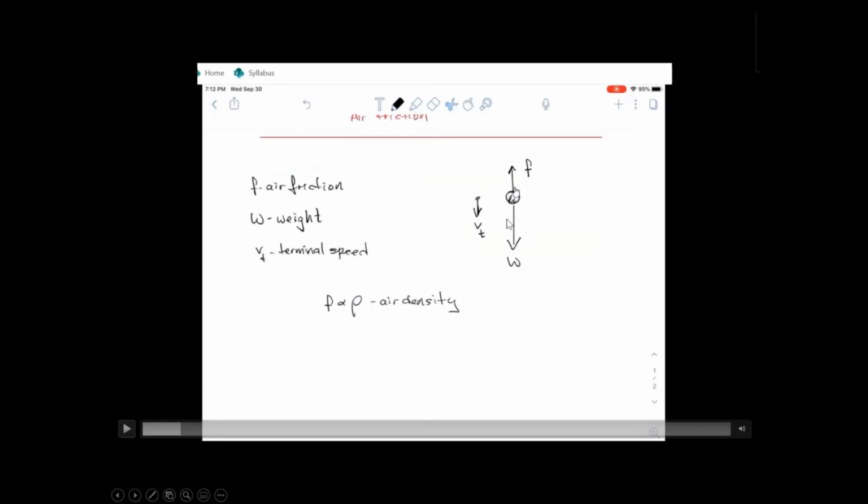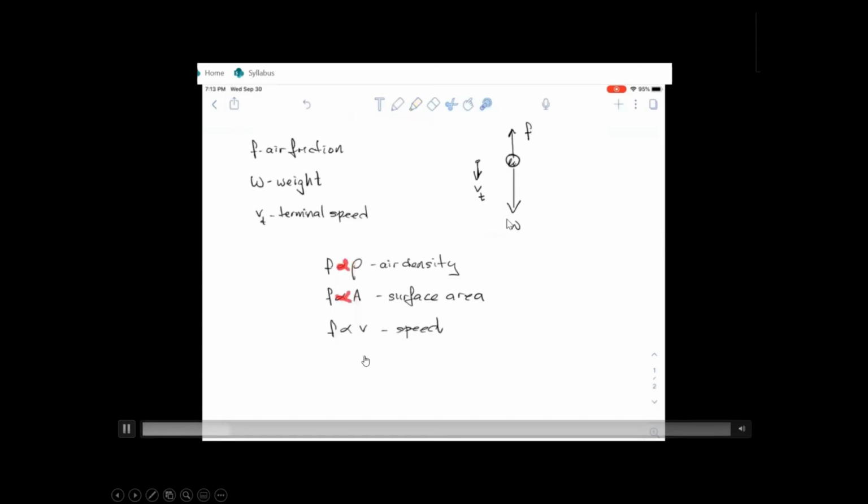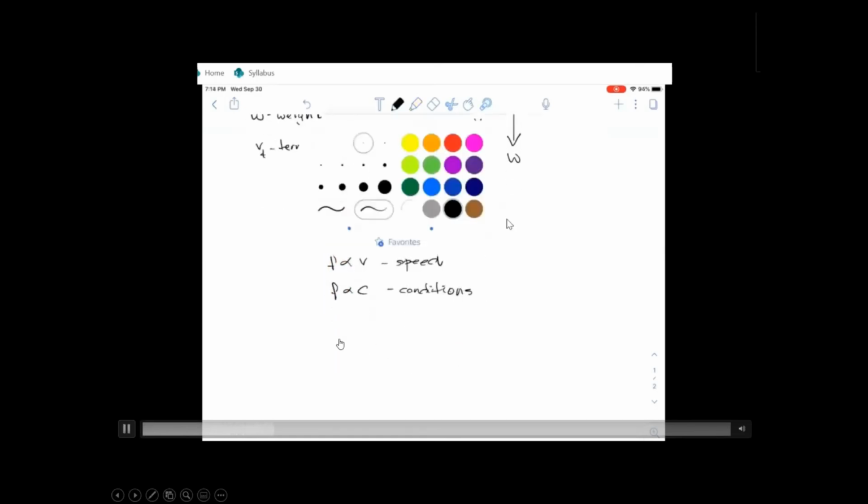So when something is falling, it's falling under the influence of gravity. Gravity is what gives you a weight. And because you start to move, you're going to start to experience air friction. The air friction is going to be dependent upon a number of factors. Air density is going to matter. Exposed surface area is going to matter. Your speed is going to matter. And also the conditions of the air mass are going to matter. So this represents the conditions of the air mass.